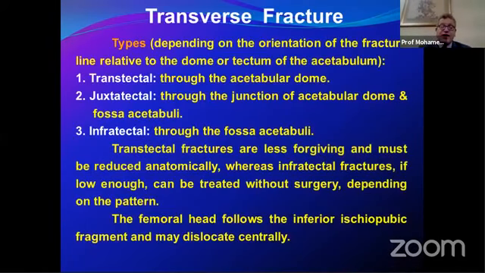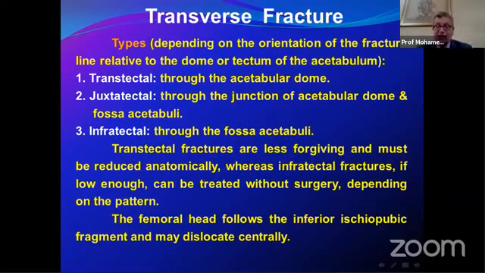The transverse fracture has three main types, depending on the orientation of the fracture line relative to the dome, also called the tectum of the acetabulum. The three main types are the transtectal, the juxtatectal, and the infratectal. The transtectal goes through the acetabular dome, the juxtatectal through the junction of the acetabular dome with the fossa acetabuli, and the infratectal through the fossa acetabuli.